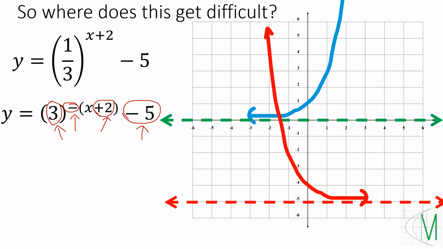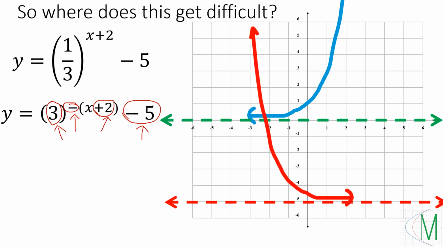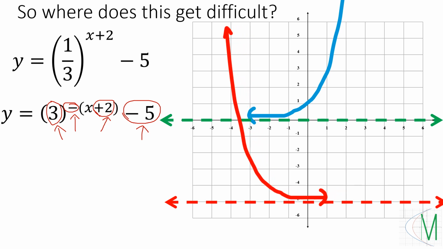The only thing we haven't done yet is the plus 2, which means we've got to take this and move it to the left 2 units. And there's your graph. So just take it one step at a time. I usually start off with the vertical shift to make it a little easier, and then just graph it one piece at a time.